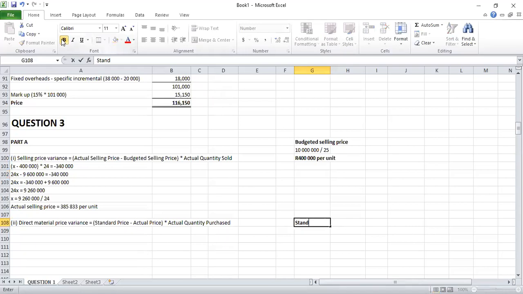Standard price of materials, we can say 350,000, the total cost, divided by the number of kgs, 80,000. What do we get? $4.38. 4.38 per kg.